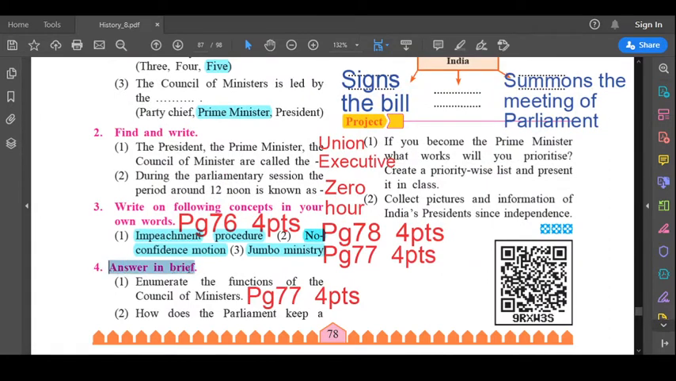Question number 4. Answer in brief. The first one, that is 4.1. Enumerate the functions of the Council of Ministers. The answer to this question is on page 77.